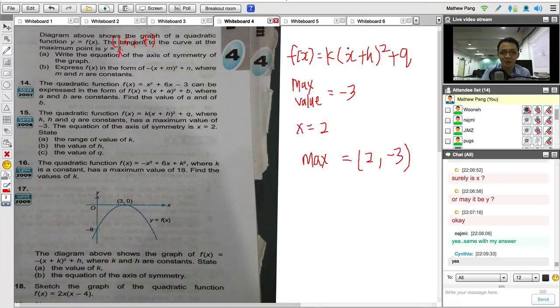So if x is 2, you can do something like this. So x plus h equals 0, right? When x is 2, 2 plus h equals 0, h equals -2. Okay, done. B. Oh, sorry.